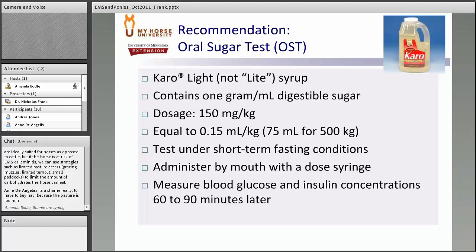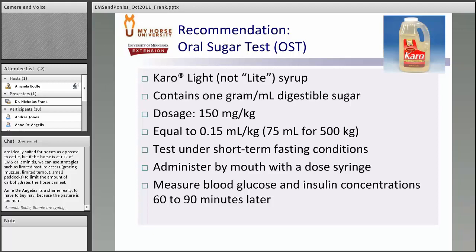And the test that we developed is a very simple one. It involves essentially giving the horse or pony a measured dose of Karo syrup, corn syrup, because that's a concentrated source of sugars. So the dosage we use is 0.15 mLs per kilo. So for a 500 kilo horse, that would be 75 mLs. We give that orally with a syringe, just giving it into the horse's mouth, just like a dewormer.